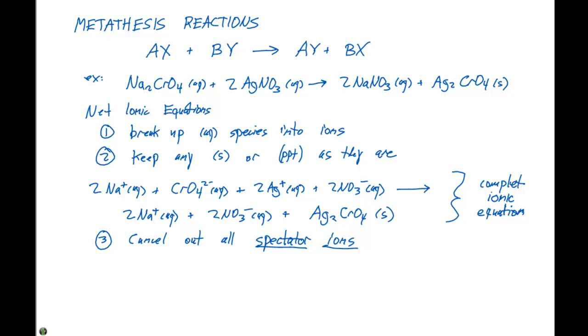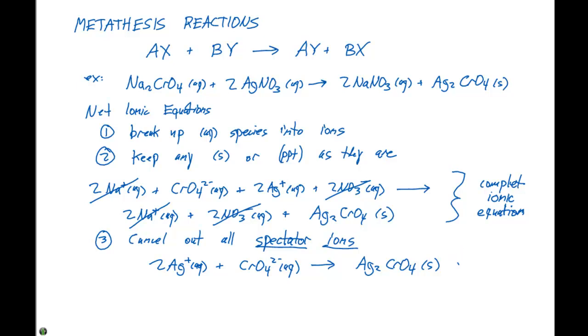So we can list these and cancel out what we call spectator ions, which in this case are the 2 Na+ and the 2 NO3- on each side. We cancel those out, and what we're left with on the reactant side is 2 Ag+ in aqueous solution plus CrO4 2- in aqueous solution, giving us Ag2CrO4 solid. What I have written here is the net ionic equation.